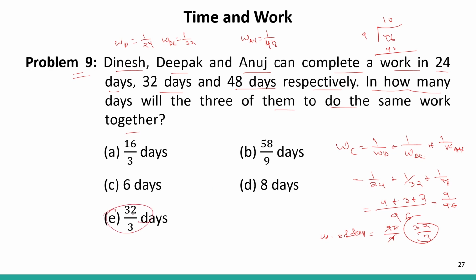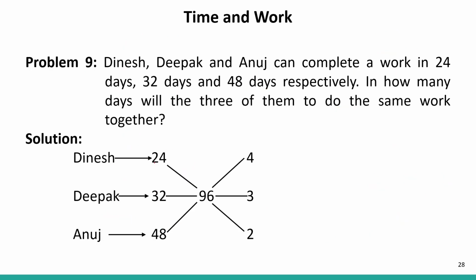So among these 5 options, this is the correct one. Option D, B, A and C, these are all wrong answers. Okay, so let's see the step-by-step solution. We have used the shortcut method here. So Dinesh completes in 24 days. Okay, so Deepak completes in what? 32 days and Anuj completes in 48 days.